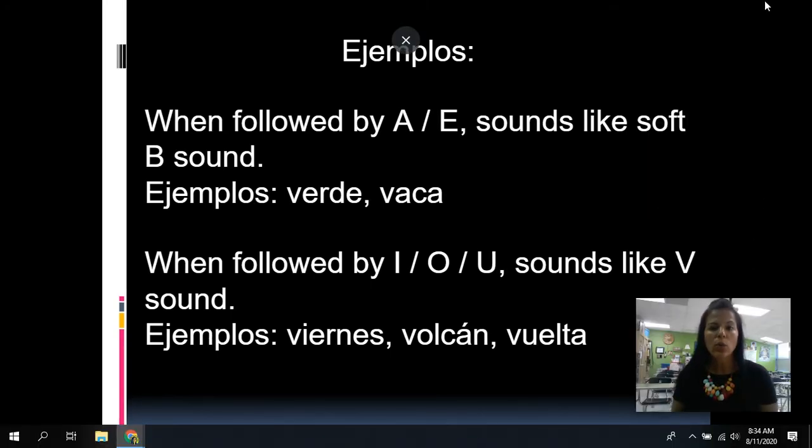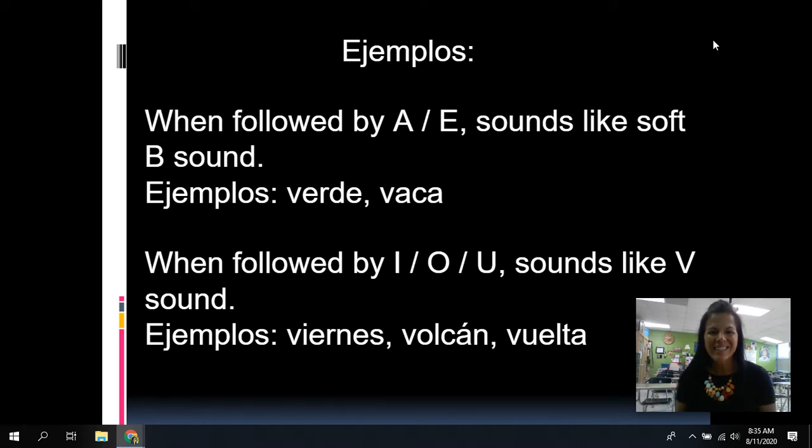Right. So when the V is followed by an A or an E, it sounds like the soft B sound. So the color green is verde, and cow in Spanish is vaca. Okay, so you don't say verde vaca. And then when the V is followed by I, O, or U, it sounds like the V sound.